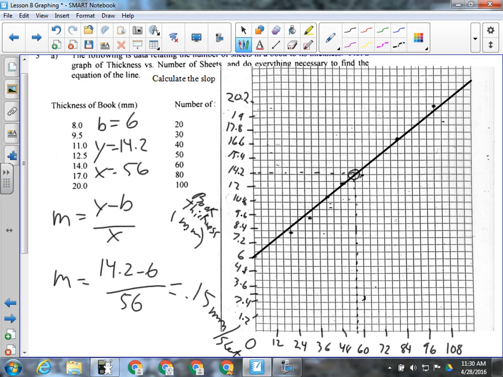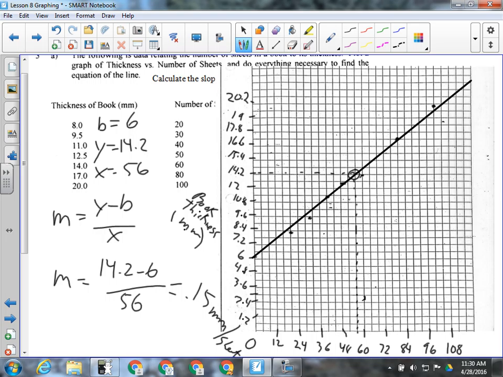So, what could I do with this graph? Listening, please. I can predict the thickness of a book given the number of sheets, or I can calculate the number of sheets given the thickness of the book. There you go. I can solve for y or I can solve for x, just like we did on the last one with the rubber band and force.